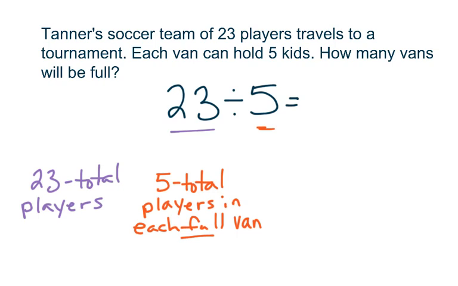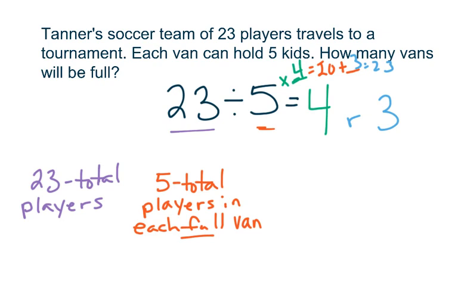If I were to solve this problem, I would use multiplication to help me. So 5 times what gets me close to 23 without going over? 5 times 4. So 4 is going to be my quotient. And then I'm going to say, okay, well, if that's 20, 20 plus what gets me to 23? 3 more. So I have a remainder of 3.